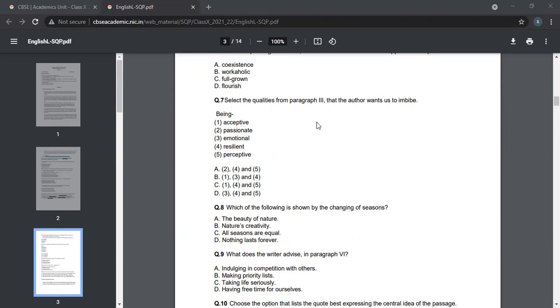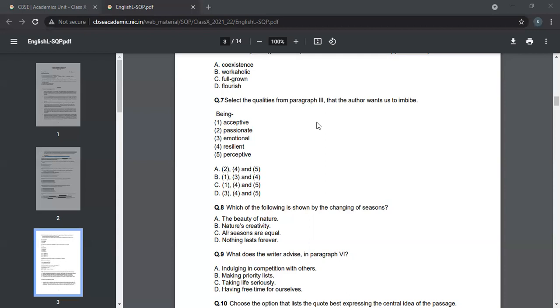Then you read, okay, the author also wants us to be acceptive. We should accept everything. You are sure about this too. It means 1 and 4 are sure for you. So which options are correct? B and C. But you are not sure about the other options. 1 and 4 and 3 and 5 now. Emotional and perceptive. You will be confused between the two.